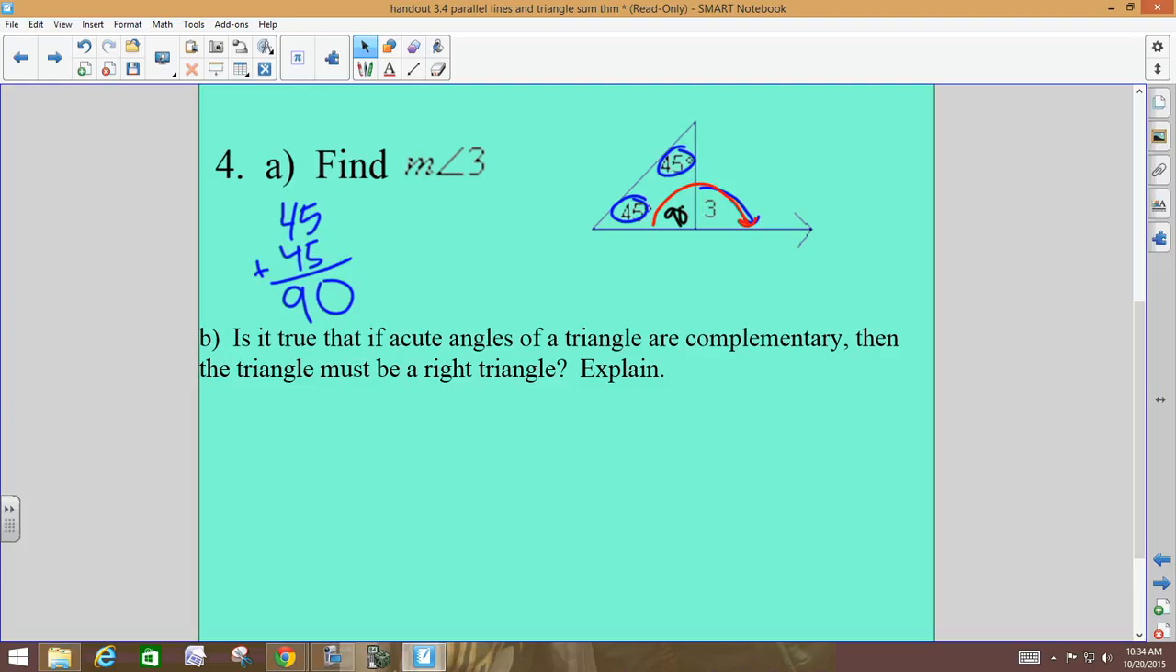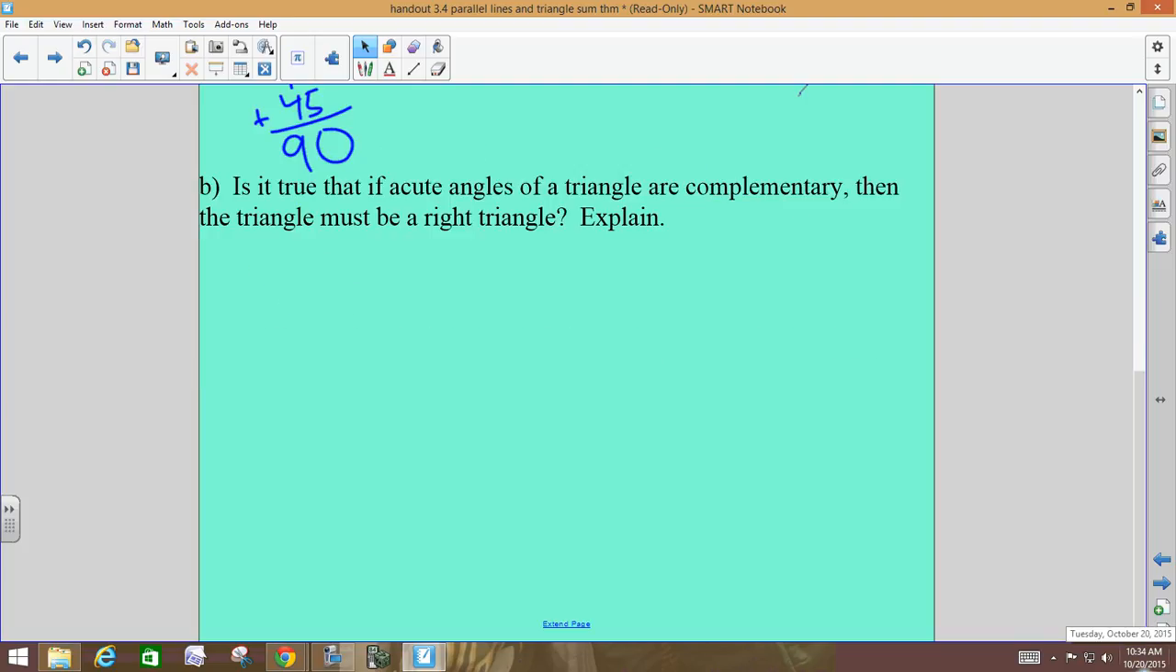A right triangle. Okay. I'm going to write this out like a sentence proof, a complete sentence that you'd have to write in English. Yes. Explain.